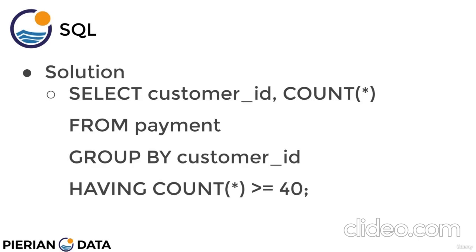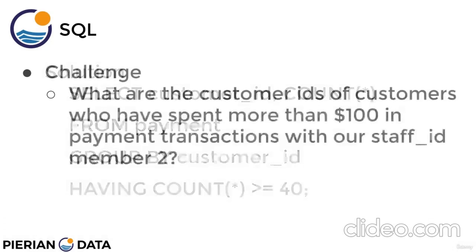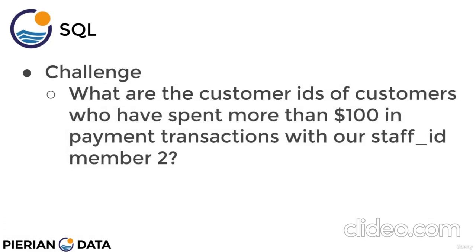Coming up next is the solution. So the solution, pretty straightforward here. We're going to select the customer ID, and then we're going to count, and you can either pass in a column specific to the amount or just pass in an asterisk. And then we're going to grab this from the payment table, group by the customer ID, and then we're going to say HAVING COUNT greater than or equal to 40. Essentially answering the question that they've had 40 or more payment rows associated with that particular customer ID, thus earning them that Platinum status.